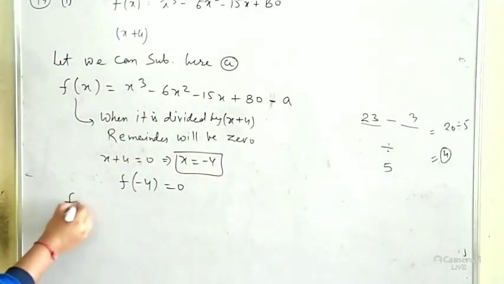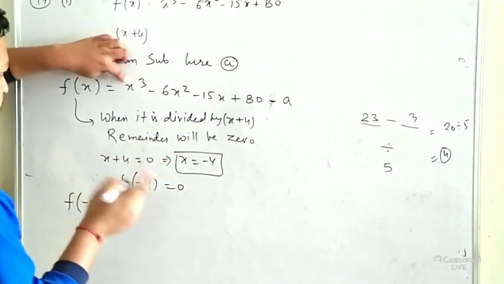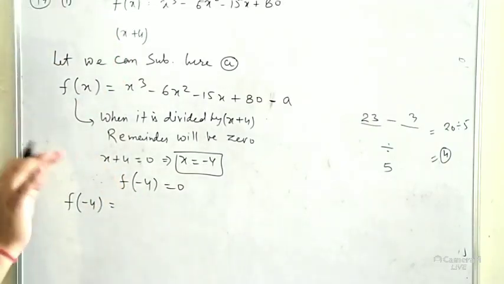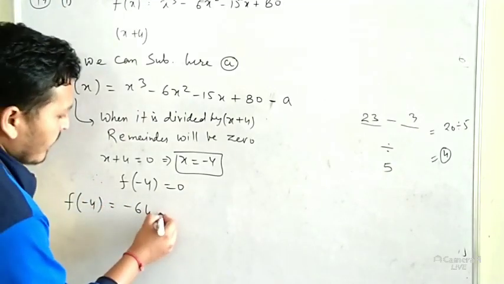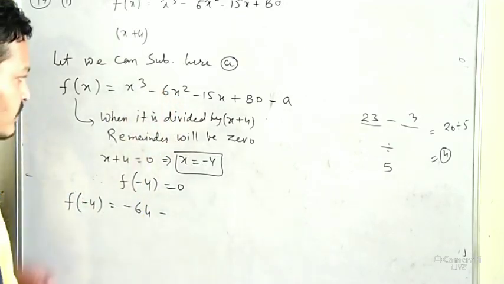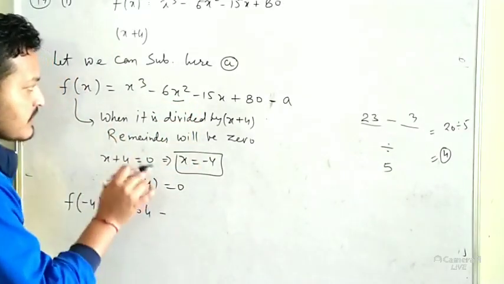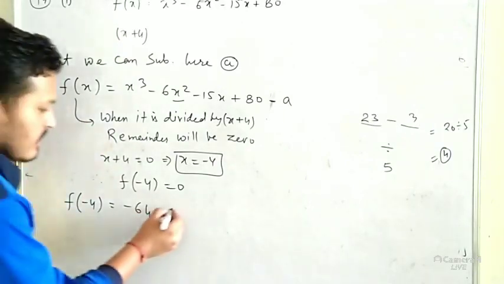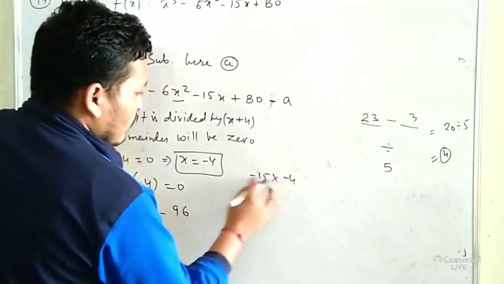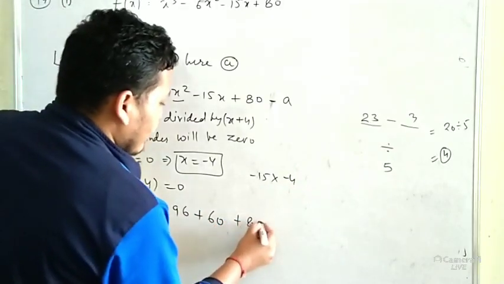So now one by one substitute here. This is minus 4, so minus 4 into minus 4 into minus 4: 4 fours are 16, and 16 fours are 64, that is 4 to the power 3. So minus 64, minus 6 times 4 fours are 16, plus. This is x square, so 4 fours are 16, and 16 sixes are 96. So minus 96. Now minus 15 into x, which is minus 4, so minus times minus is plus, and 15 fours are 60. Next plus 80 and minus a.